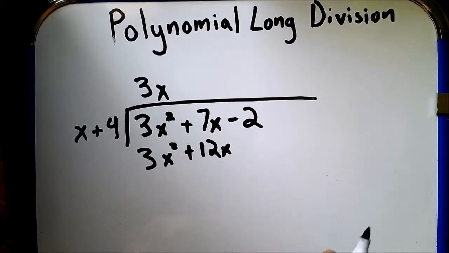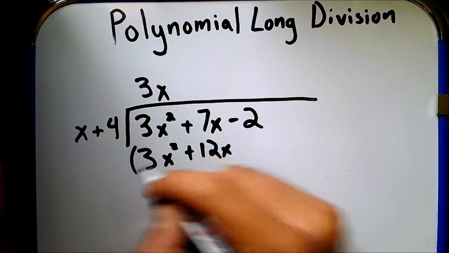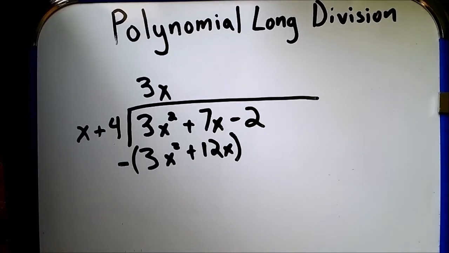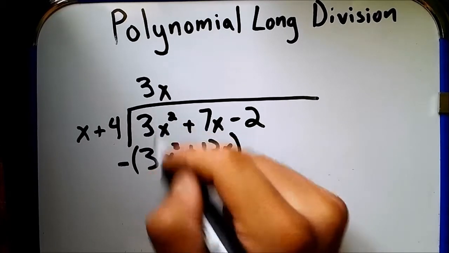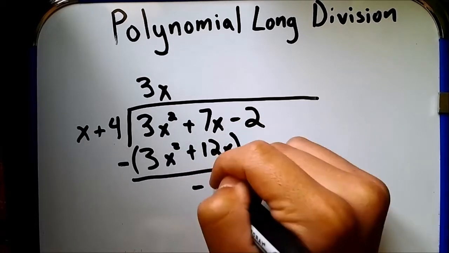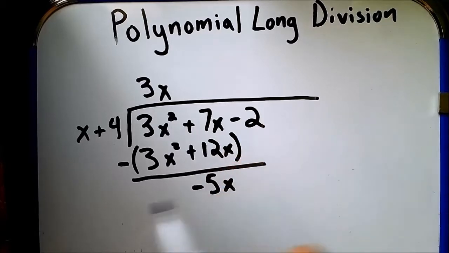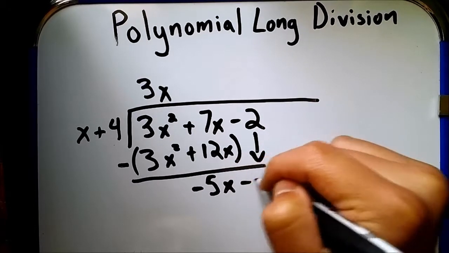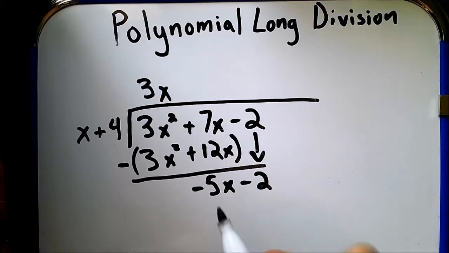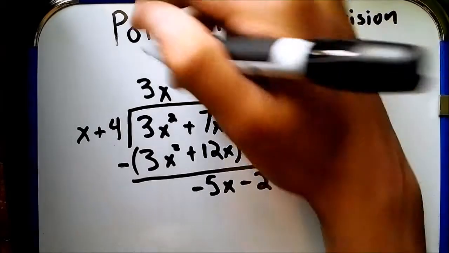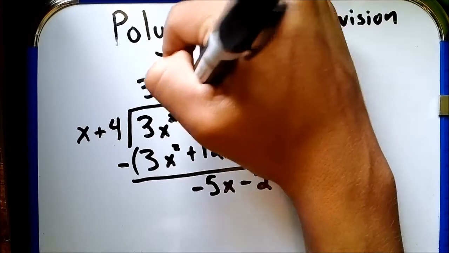So once you run out of space, just like the last problem, you put the parentheses over it and then subtract. So we can see that this cancels, these two, and then this will give us negative 5x. Remember to use the negative. And then we can bring this down. So now we say, how many times does x go into negative 5x? That should be negative 5 times.